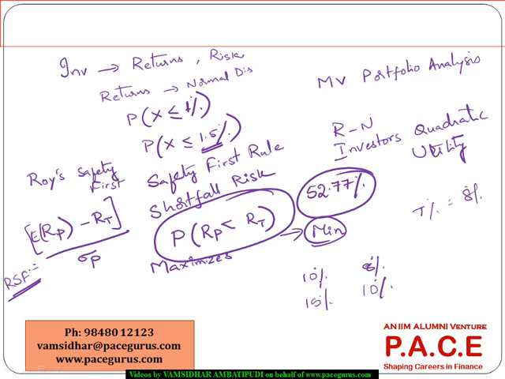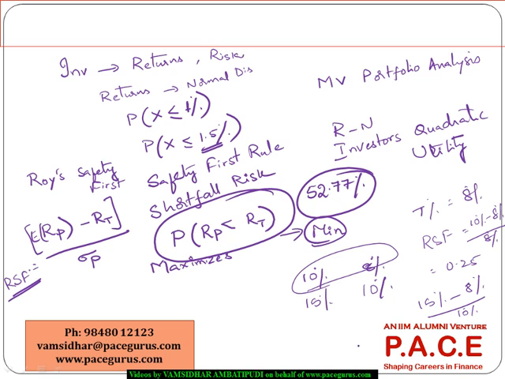I am trying to look at Roy's safety first criteria for the first one. My portfolio return minus the target return divided by the standard deviation of the returns, which is 0.25. And in the second case, portfolio return minus the target return divided by the standard deviation of the returns, which is 0.7. So I would probably be choosing the second one compared to the first one, going with Roy's safety first criteria.